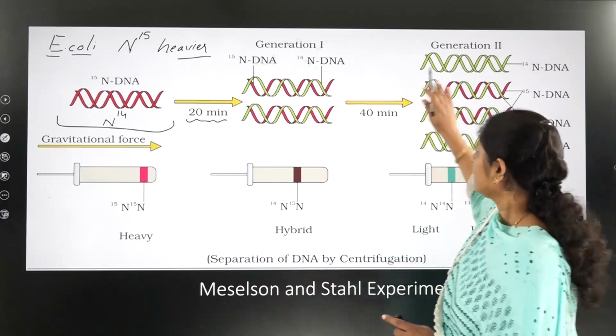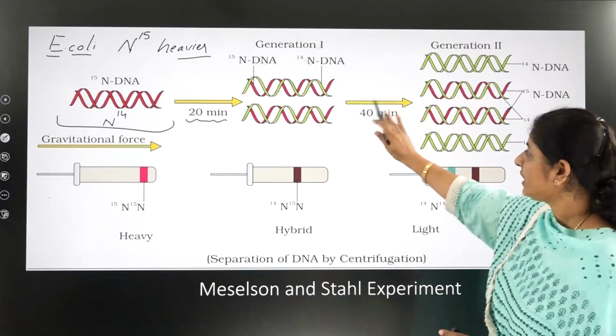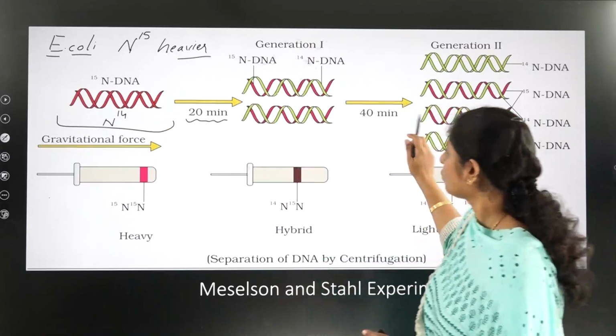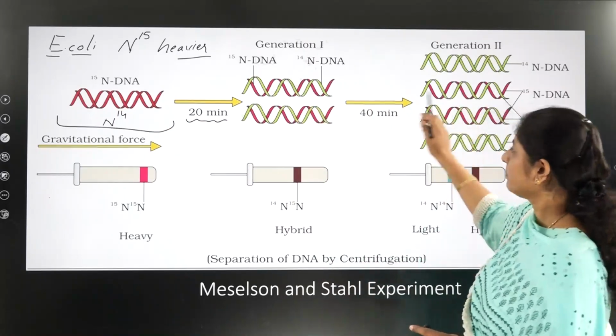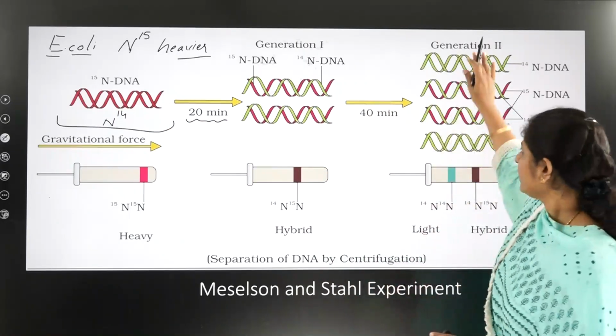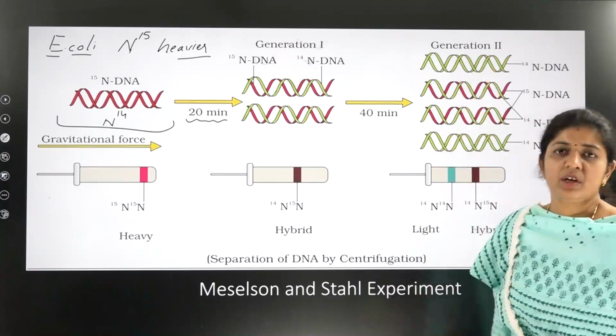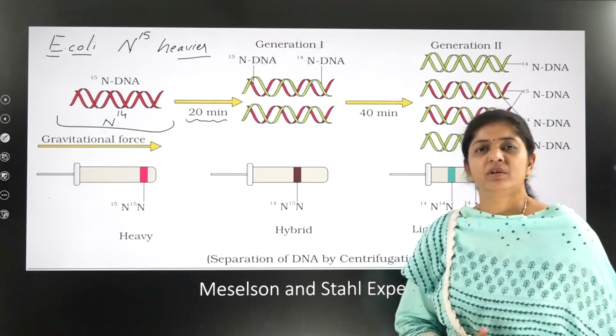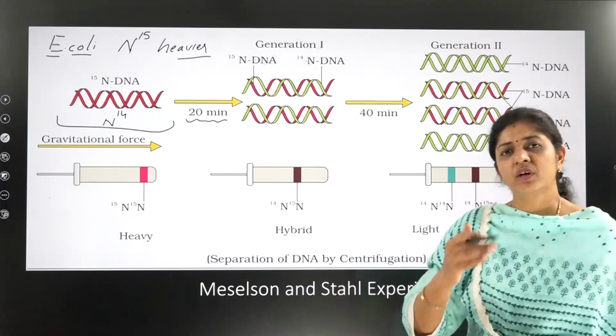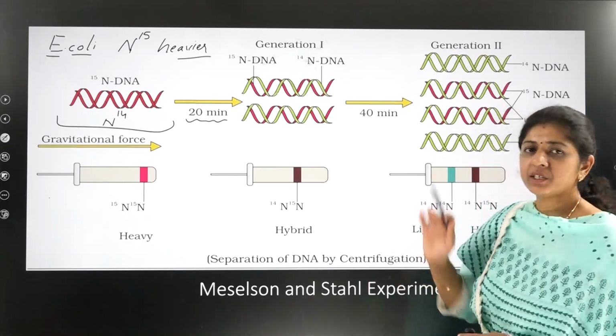Now this will again undergo division in the next 20 minutes, meaning from here to here is a total of 40, but here to here will be the next 20 minutes. And now we have 4 DNA molecules in the 4 bacteria. This is the second generation.